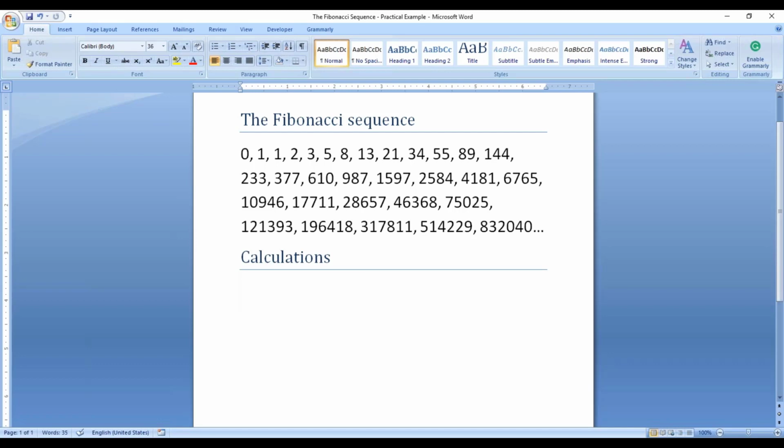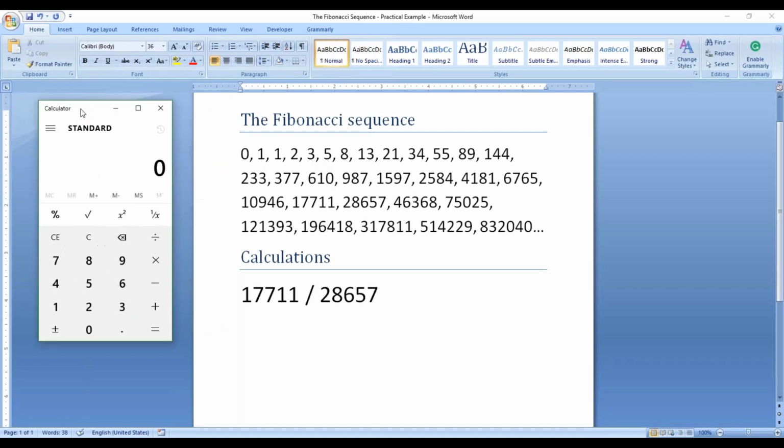Let's try 17,711. When I divide this number by the number that comes next, which is 28,657, and now I'm typing this into my calculator, or maybe I can simply open a calculator that you will be able to see too. Here it is, the calculator.